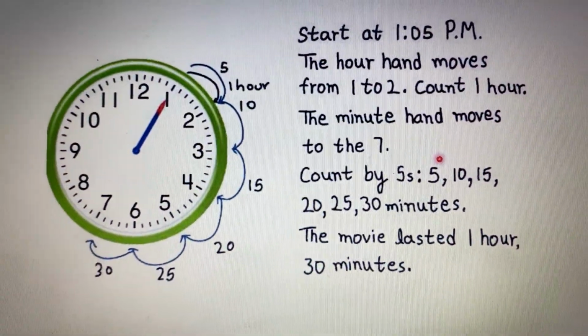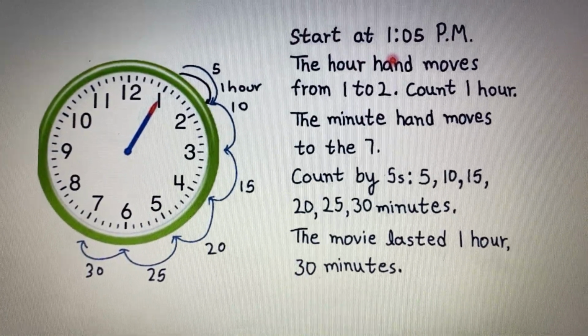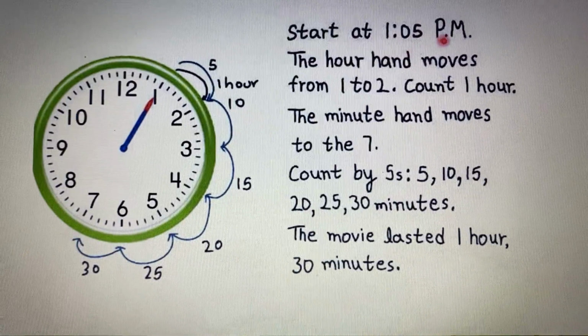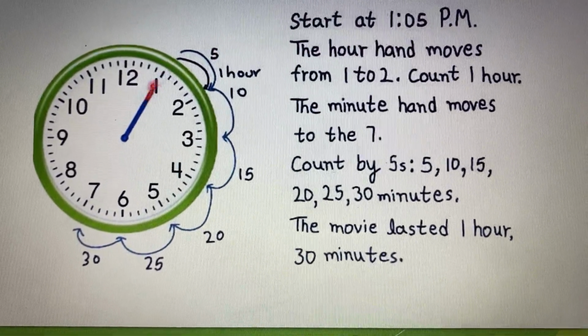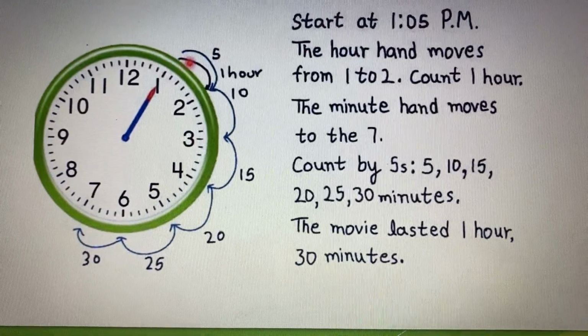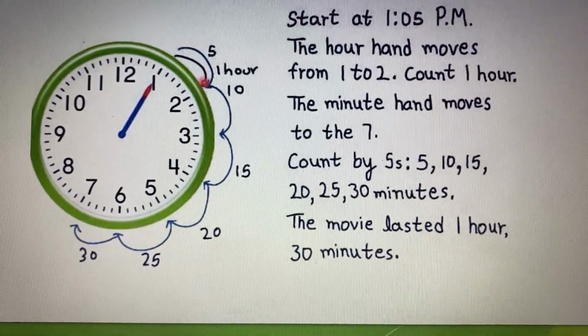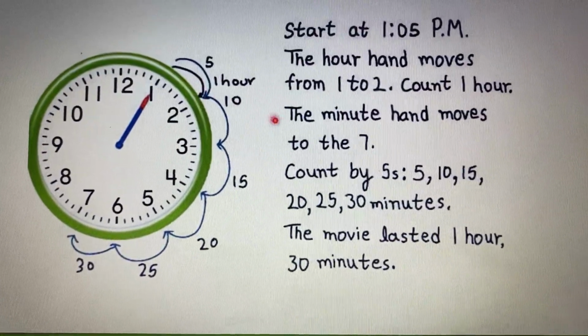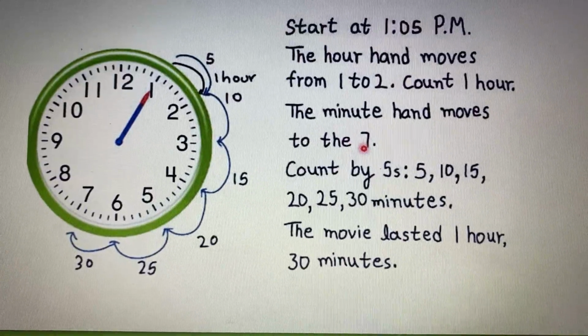Now, look here everyone. First, start at 1. The movie started at 1:05 p.m. Think about the hour hand. It moved from 1 to 2. So 1 hour from 1 to 2. That's it. Then the minute hand moves to the 7.